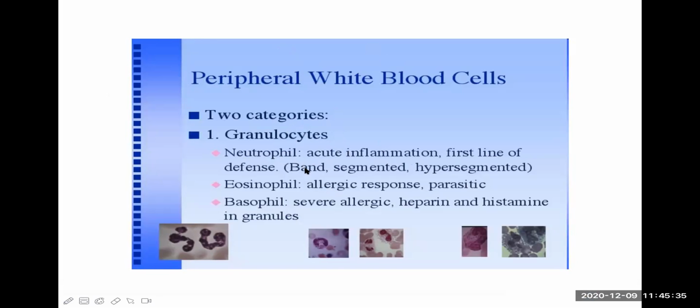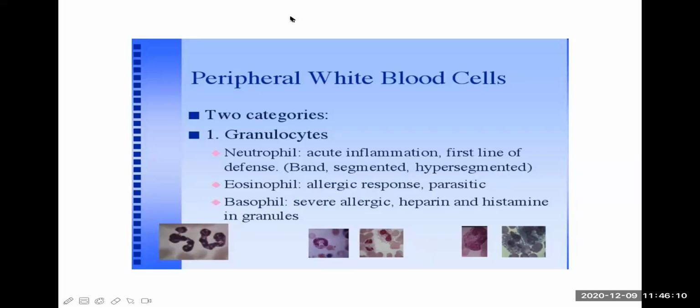They may be band cell, they may be segmented, or they may be hypersegmented. Every student knows that now. Eosinophil are the cell in case of allergy. Whenever there is allergic response, eosinophils will be found. And whenever there is parasitic infestation, eosinophils are seen in increased number. So if your teacher asks you what are the causes of high eosinophil count in the blood, you can think of these causes: parasitic infestation and different types of allergic reaction.